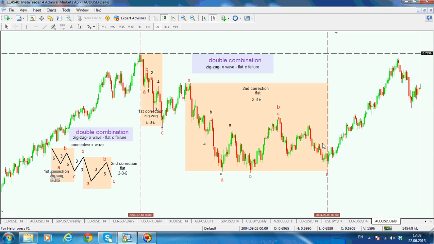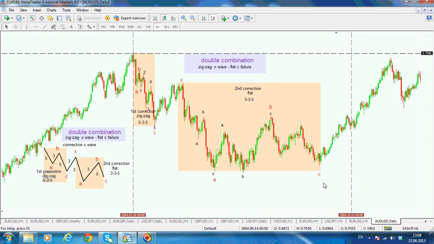And then we are looking for a C wave here as part of this flat, and this C wave should come in the form of 5 different waves. Now you may say that this is only A, B, C, but I tend to disagree, because this has a tendency of being a nice ending diagonal, and this ending diagonal is looking like this.